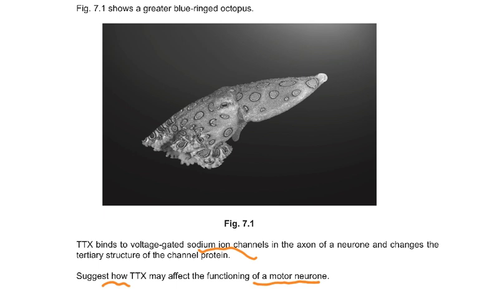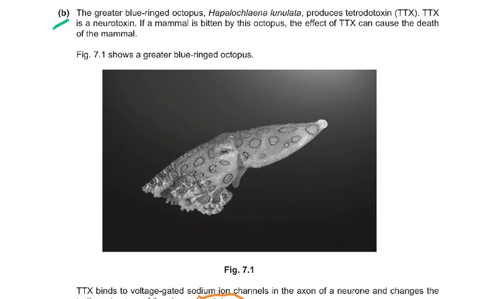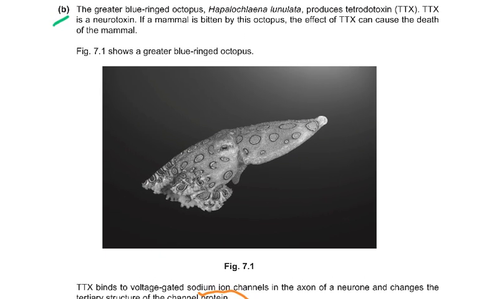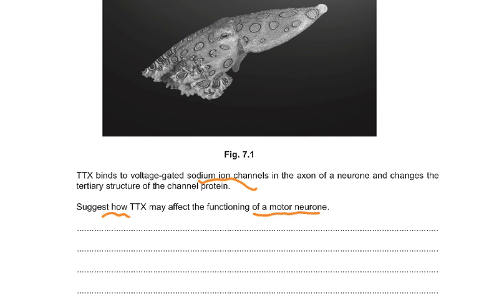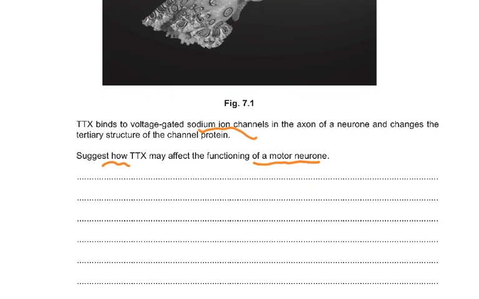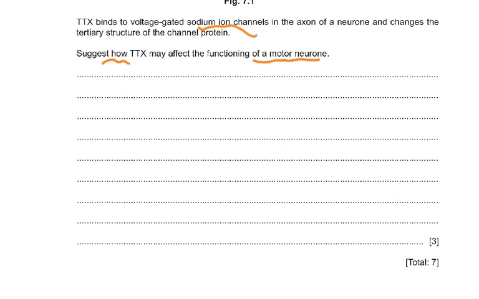So all that will result in, it says, how TTX may affect the functioning of a motor neuron. And then it's told you in the question as well that if a mammal is bitten by the octopus, the effect of TTX can cause the death of the mammal. So that has also been given in the question. So you can handle this question very effectively in either of the two manners which I have just explained to you.